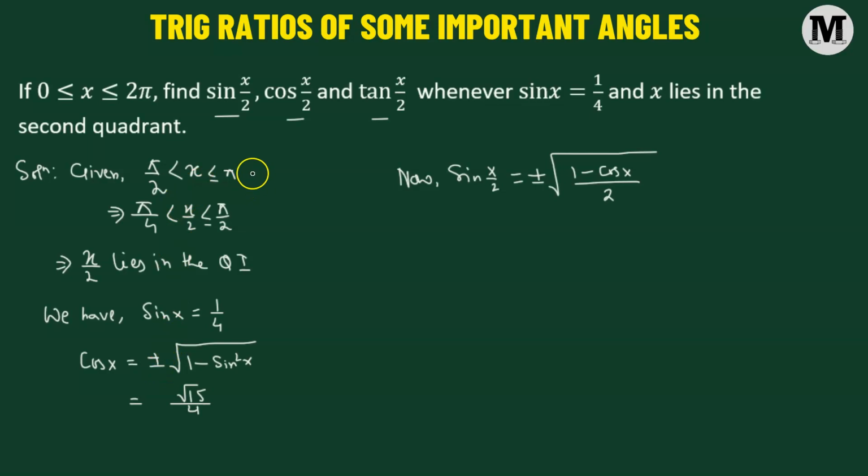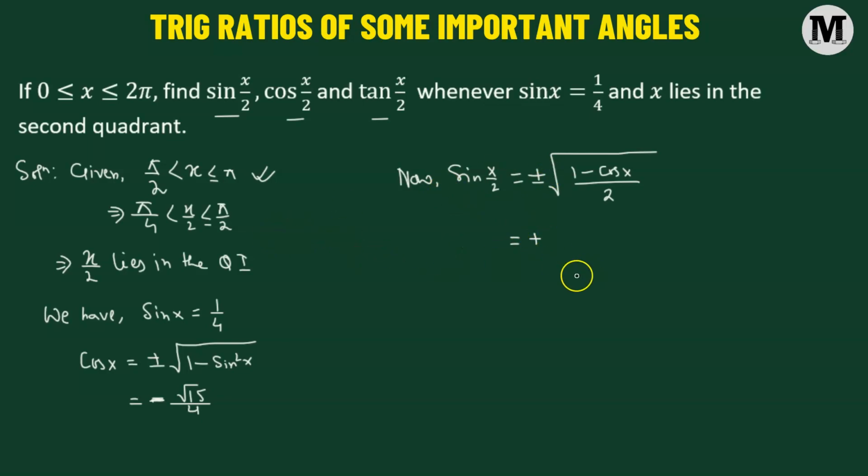So here we'll go to the condition that x lies in the second quadrant. And in the second quadrant, our cosine function is negative. Only the sine and its reciprocal, the cosecant function, these two trig functions are positive. Everything else is negative. So that means cosine of x is going to correspond to negative square root of 15 over 4. So when you substitute this value of cosine x with negative square root of 15 over 4, we get the value of sine x over 2, and we'll only consider the positive value because x over 2 lies in the first quadrant.